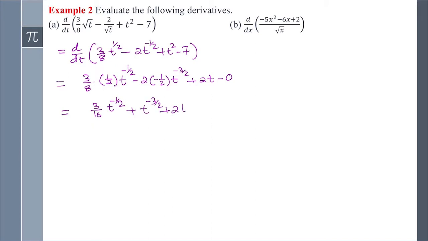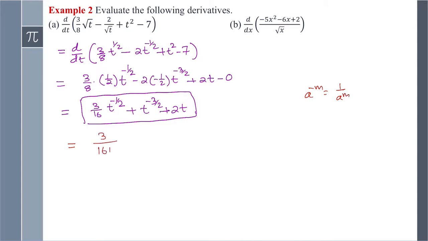3/2 plus 2t. So if you leave it here, still this is the right answer. There's nothing wrong here. But usually we don't want to write it as a negative exponent. So what we do here is, again, we use the same rule. If we have a to the negative m, then we can write that as 1 over a to the m, okay? So 3 over 16 t to the 1 half plus 1 over t to the 3 half plus 2t. Or we can also rewrite this as 3 over 16 square root of t plus 1 over t to the 3 half plus 2t, and we'll just leave it here.